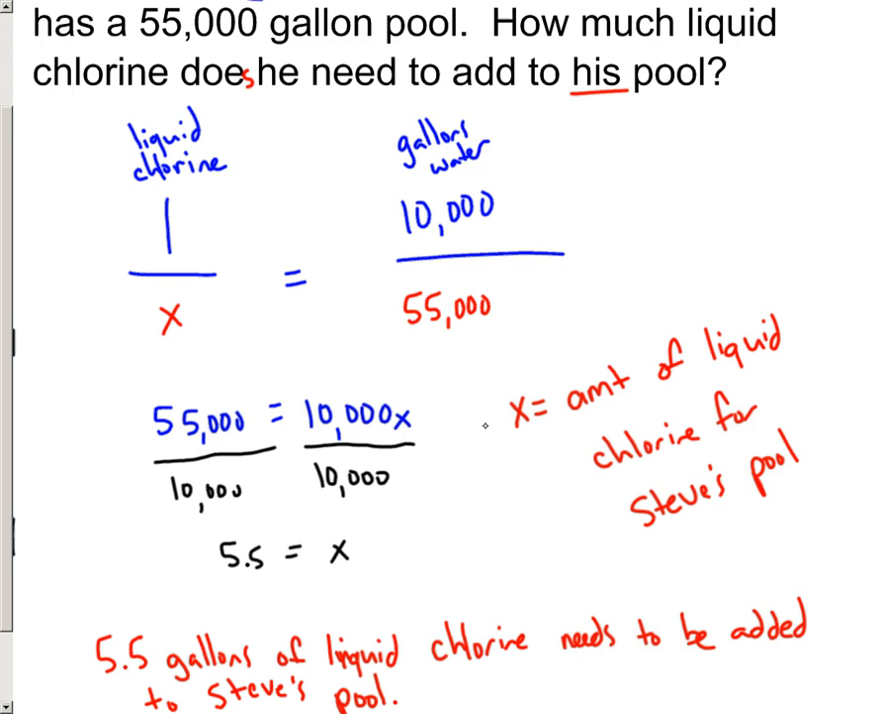And so now when I solve for x, I know that x is the amount of liquid chlorine for Steve's pool. And when I've restated it in my final restatement of the problem with the answer, it just makes sense that, hey, this is the number of gallons of liquid chlorine for Steve's pool. I know it seems like a lot of work, but that's what I want you to do every single time.